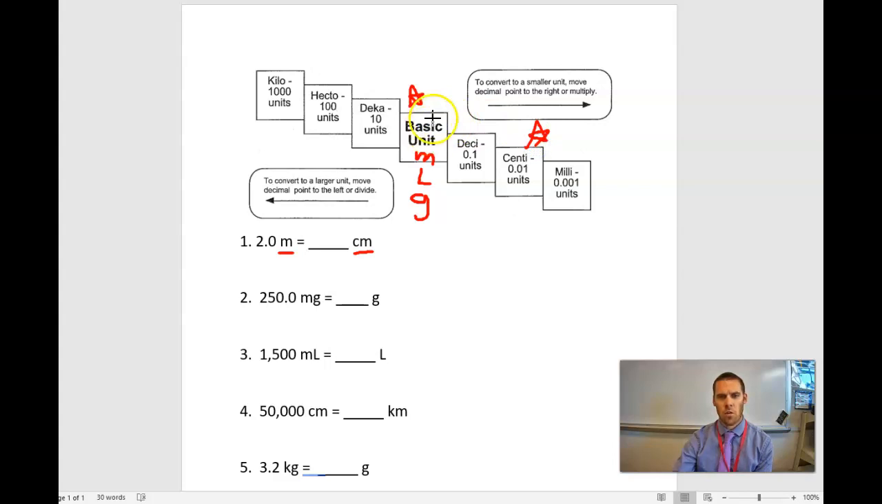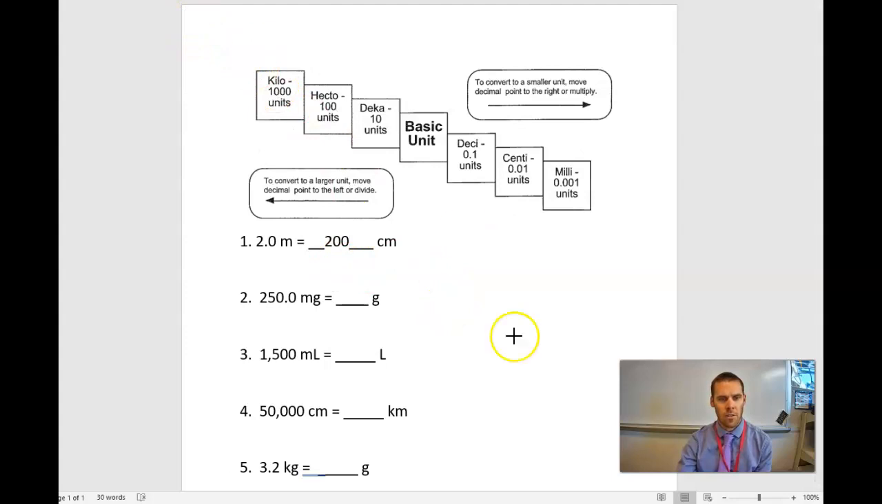I'm starting with my base unit, meters for length, and I'm going to convert to centimeters. So I want to bring the decimal point over to the right 2 place values to make my proper conversion. So in other words, 2.0 is equal to how many centimeters? Well, if I were to bring that to the right twice, it would be the equivalent of 200 centimeters, which would be my final answer for that first conversion.